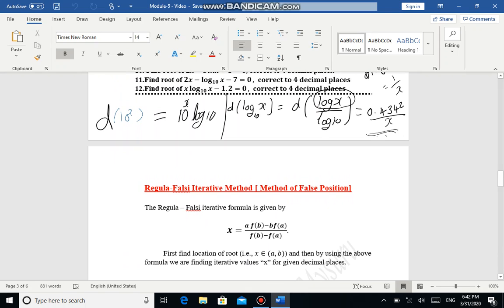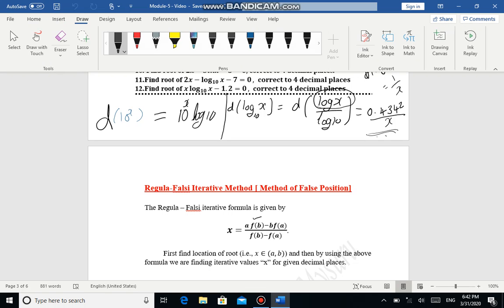The Regula-Falsi iterative formula is given by x is equal to a into f of b minus b into f of a, divided by f of b minus f of a. The simplest formula in numerical techniques.